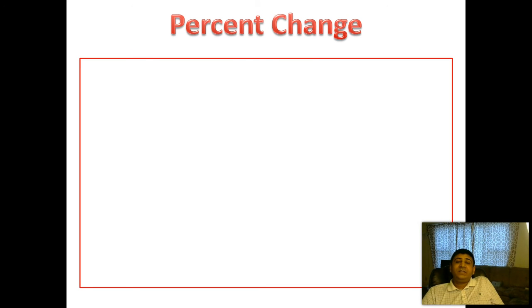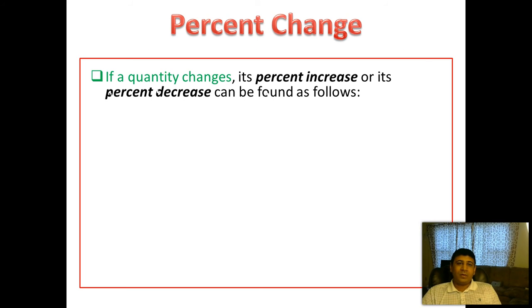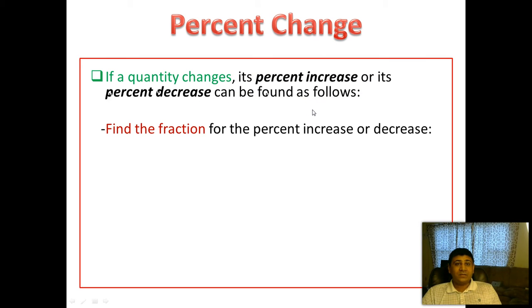Okay, and now this is another important thing in this section, which is about percent change, percent increase, percent decrease. We often see that all the time. So it's good to look at the formula for this one. Now, if a quantity changes, its percent increase or percent decrease can be calculated using a formula. It has two parts, so it can be calculated as follows.